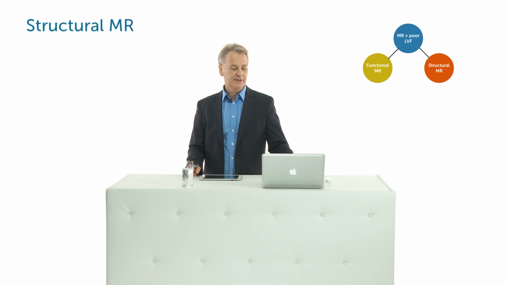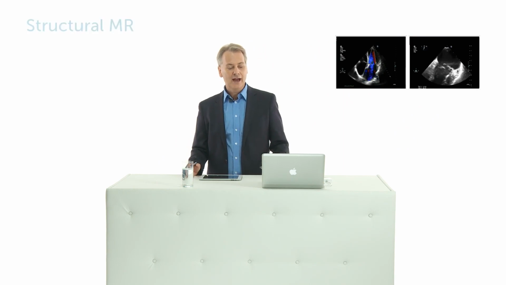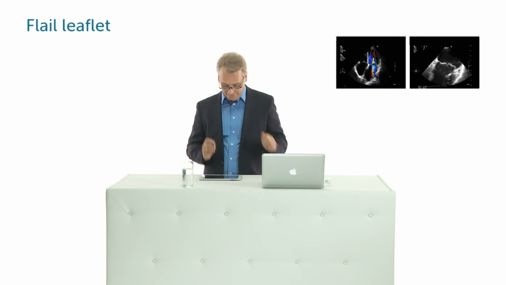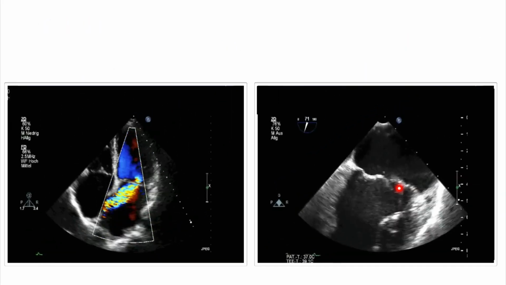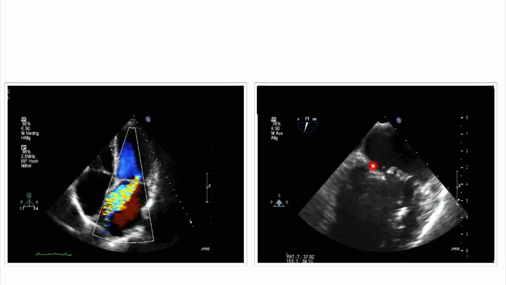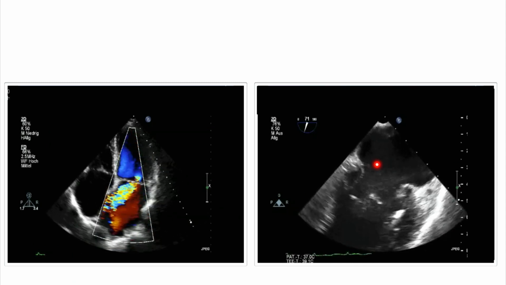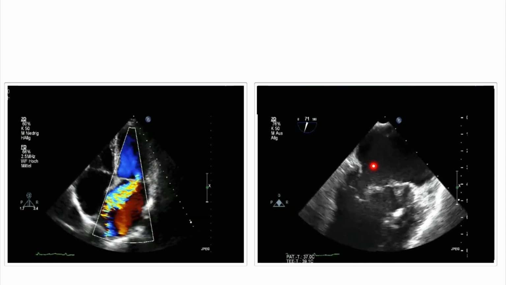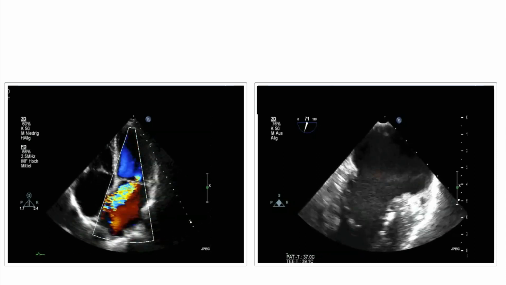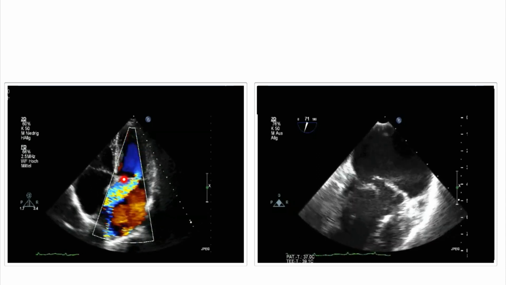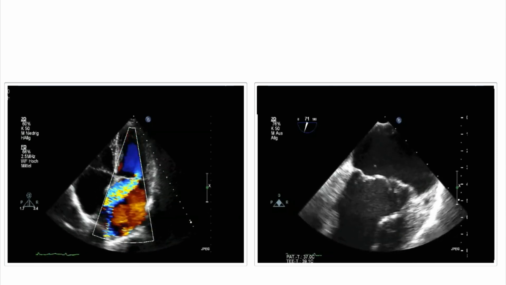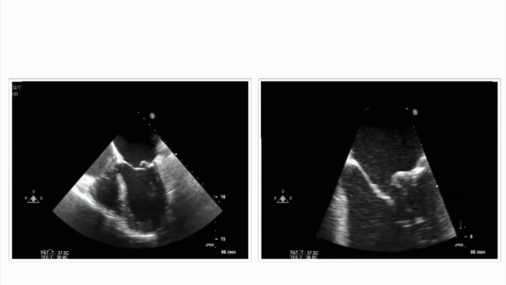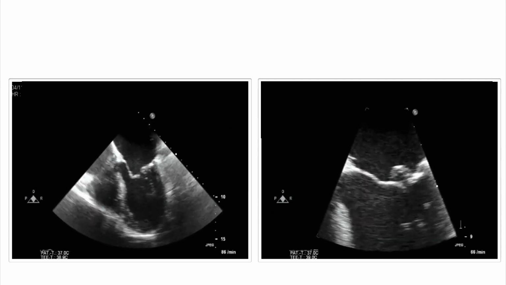Here are some examples. This is a patient who has what we call a flail leaflet. A part of the leaflet is actually ruptured. This is a TE study which nicely shows the part of the leaflet which is ruptured and which now protrudes into the left atrium. And this causes, obviously, mitral regurgitation with a jet which is pointed here towards the interatrial septum.